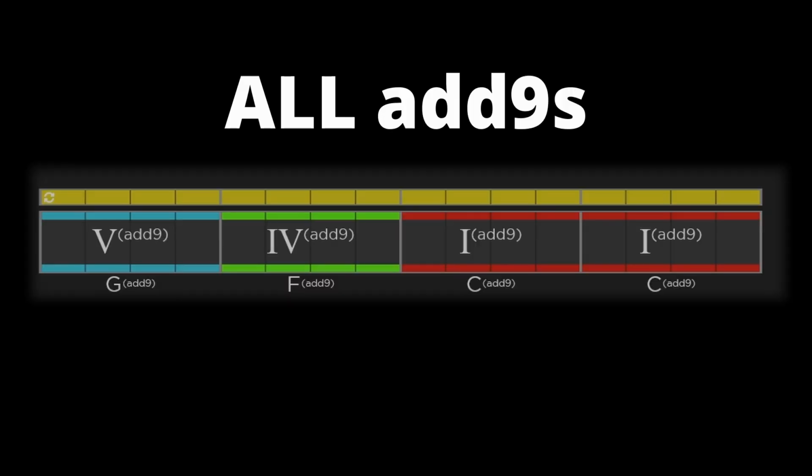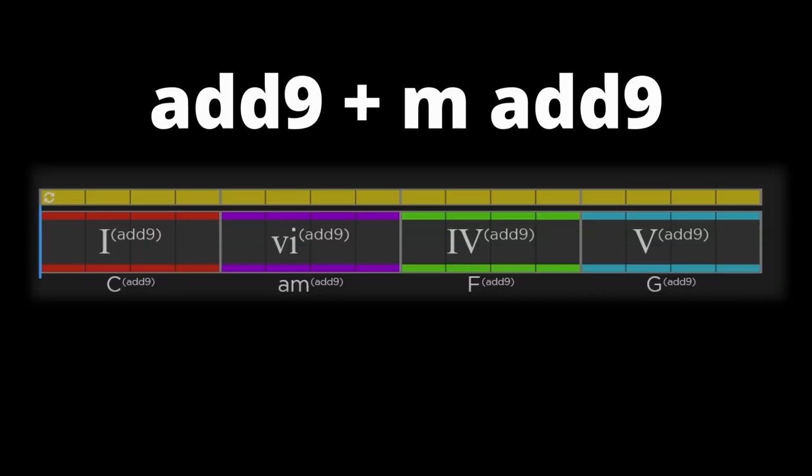We can also make all of the chords add nines. Here is a descending progression using all major chords. Here we take a more classic progression and make all the minor and major triads add nines.